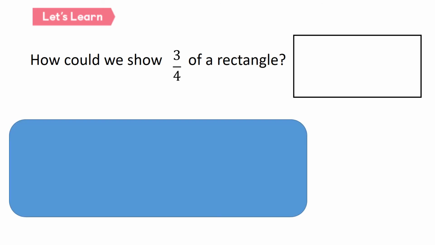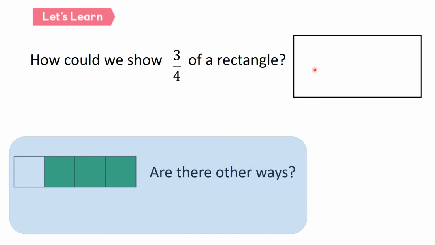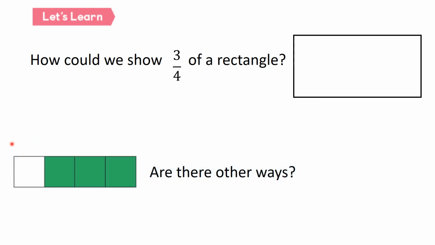I wonder if you could tell your partner now how we could show 3/4 of a rectangle, like this one here. Pause the video and have another go. You could fold a paper rectangle if it helps you, or you can shade it like I did with the square. So, I have shown 3/4 by drawing vertical lines this time. I drew 1, 2, 3 vertical lines, which gave me 1, 2, 3, 4 equal parts. And again, I've shaded in 3 of them to show 3/4 of the rectangle.